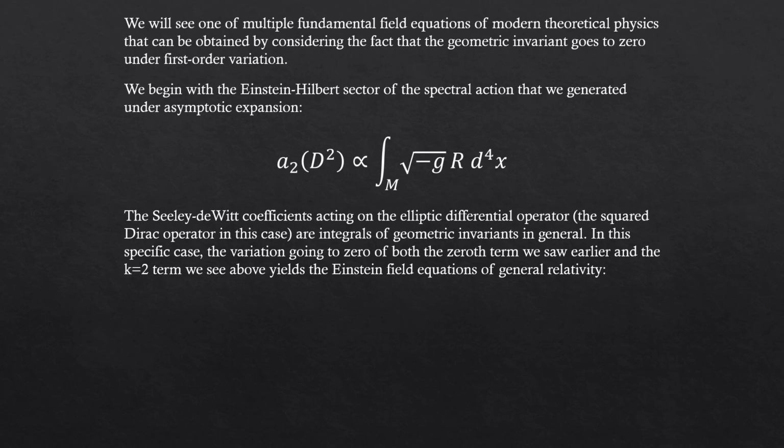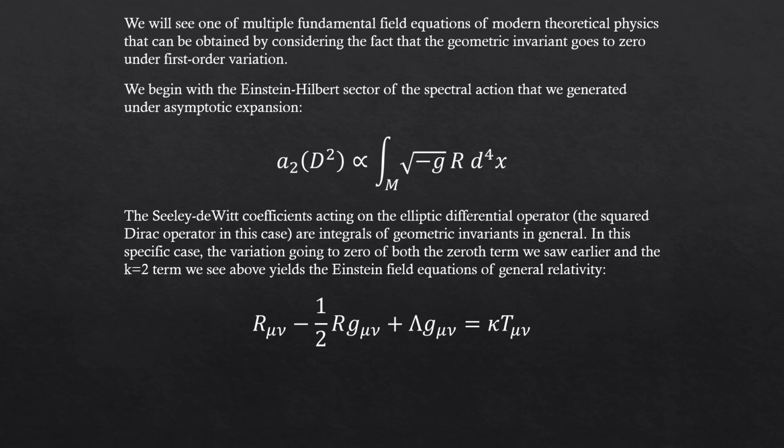But in this specific case, the variation going to 0 of both the zeroth term corresponding to the cosmological constant term we saw earlier, and the k equals 2 term we see above related to the Ricci curvature scalar, yields the Einstein field equations of general relativity. So the Ricci curvature tensor R sub mu nu minus 1/2 the Ricci curvature scalar R times the metric tensor g mu nu plus the cosmological constant times the metric tensor g mu nu equals the Einstein constant times the energy momentum tensor T sub mu nu.